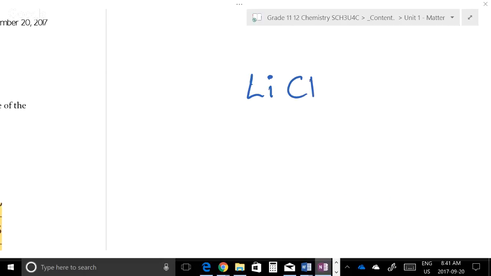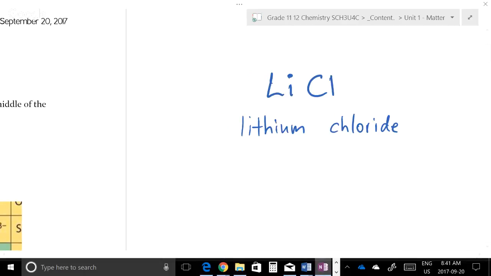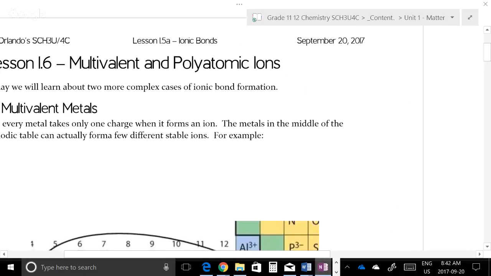The only thing we have to remember to do when we name a binary compound is what? So this would be lithium, and this is chlorine, but the name becomes chloride. So the naming for those is easy. You should have done a bit of that in grade 9. You should have done a lot of it in grade 10. What we're going to talk about today, you should have also done in grade 10. But this one tends to mess people up more.